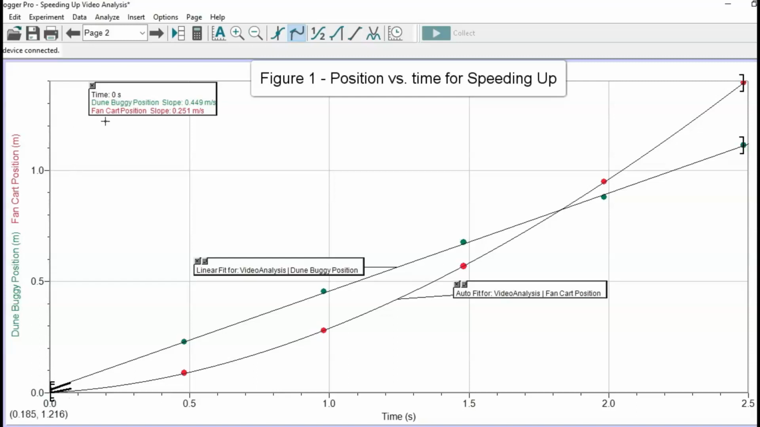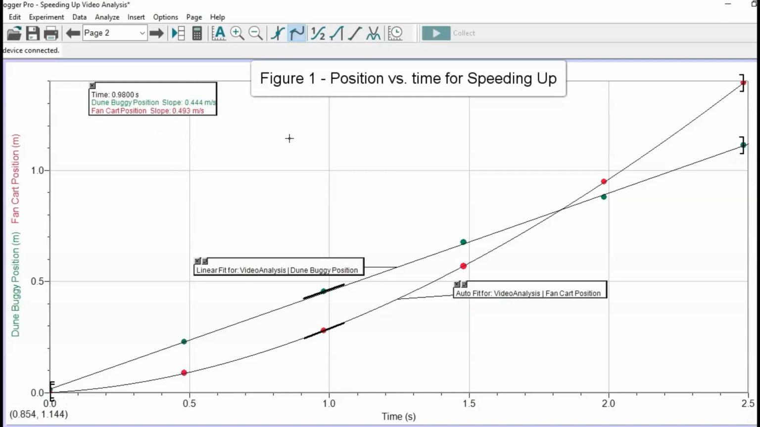And up here you can see the slope. So the dune buggy is going faster. It is a slope of 0.449 meters per second. The fan cart, only 0.251 meters per second. Now, if we go to the next data point, you can see that the dune buggy's slope is the same, but the fan cart's slope has increased to 0.35.